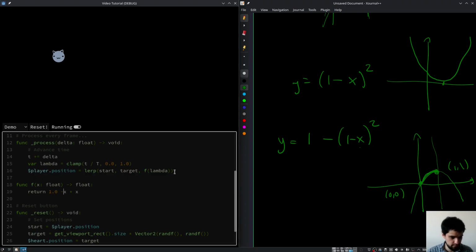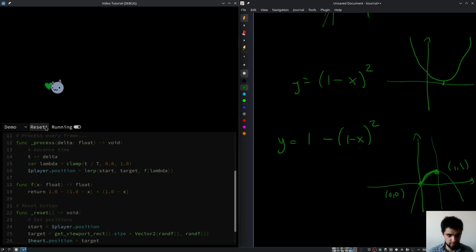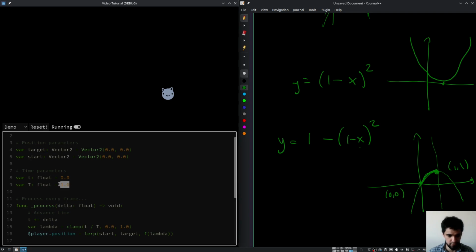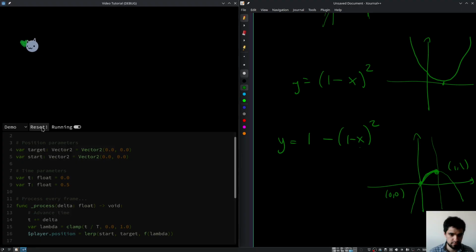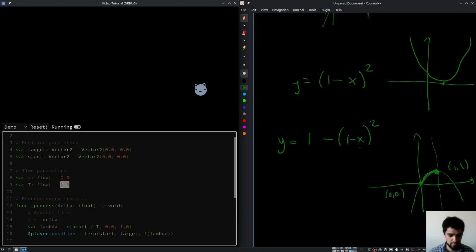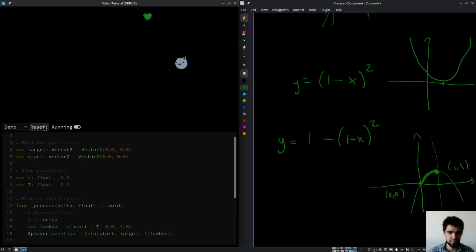So I do 1 minus x times 1 minus x, and we reset that. And now what it does is it starts moving very quickly, and it slows down as it gets close to the heart. And the amount of time it takes is exactly 1 second, but we could make that faster or slower by changing this parameter. But it's still going fast and then slow, fast and then slowing down as it reaches.